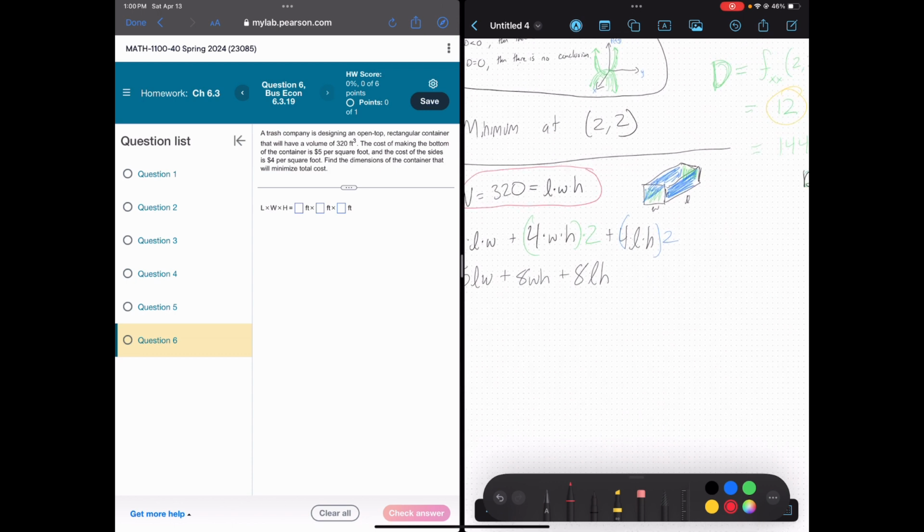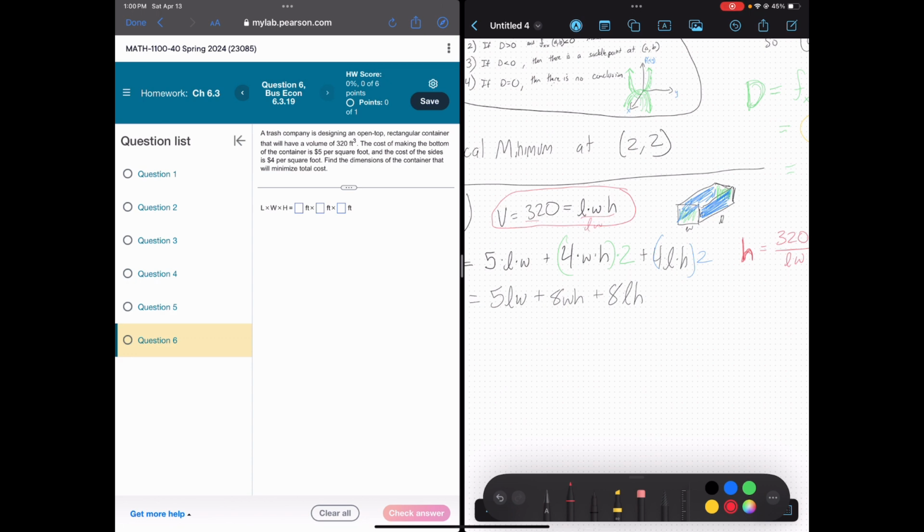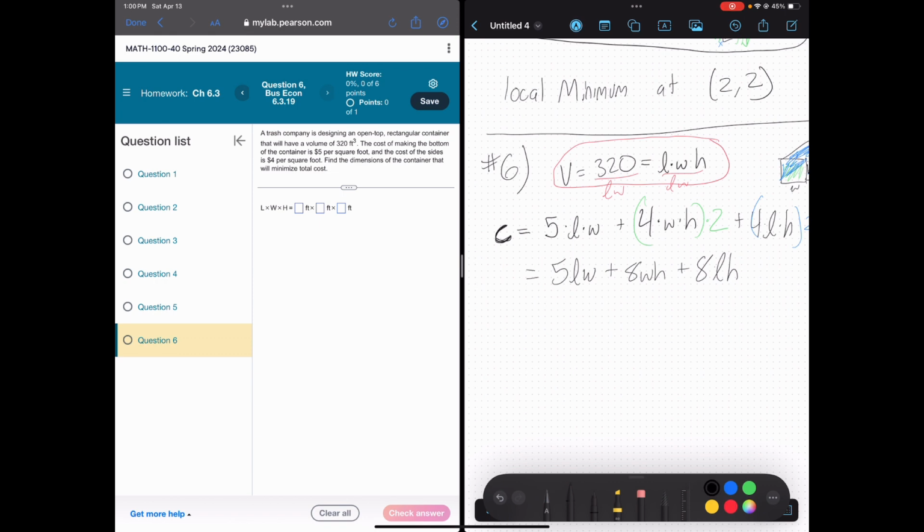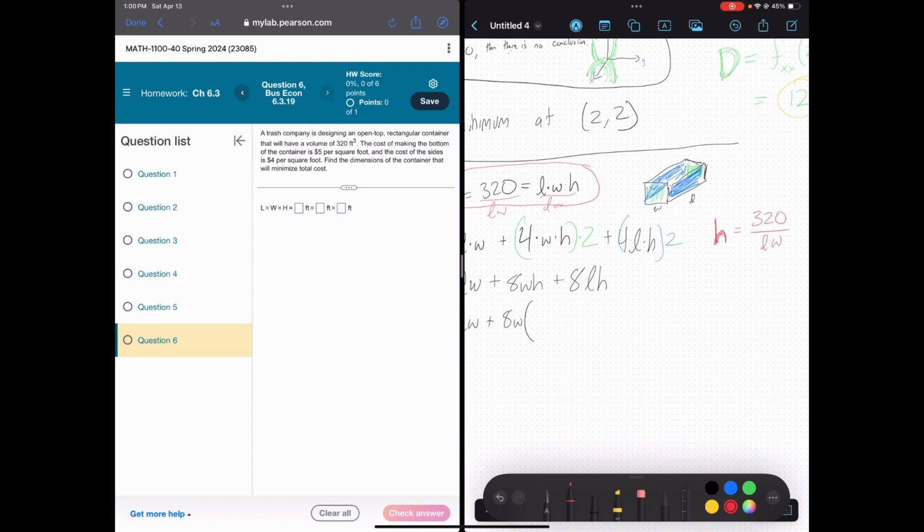Well, what does that help me do? That helps me solve for one of these variables. If I solve for h, I get 320 divided by length times width. All I did was divide both sides by length and width. Now I can substitute that into my cost equation, right? This looks similar to what we did with applied optimization problems. When I sub that in, I get 5 length times width plus 8 times width times 320 over length times width. And then in this last term, because I have 8 times length times height, I'm once again going to sub in 320 over length times width.